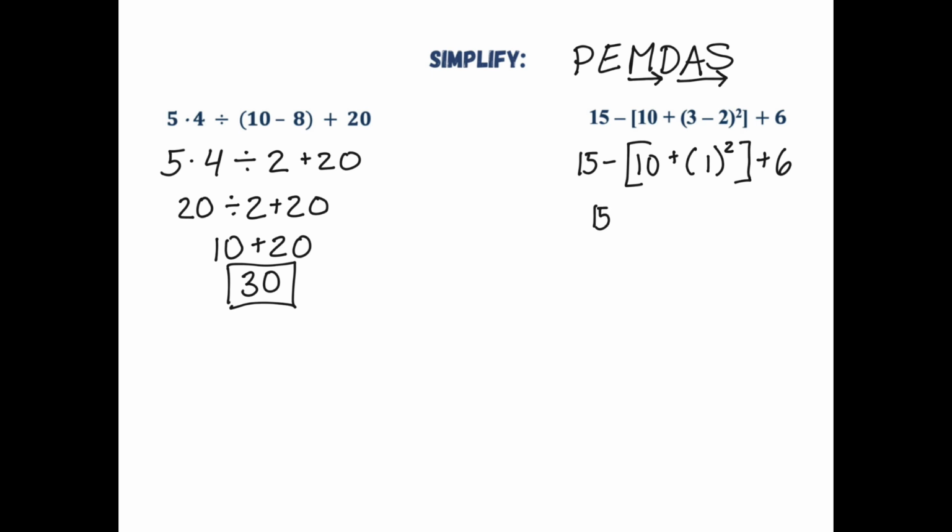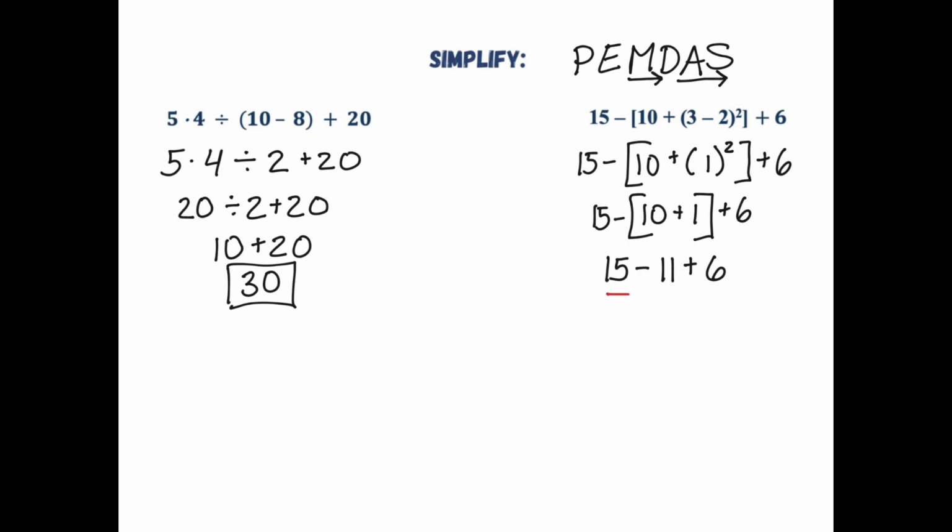Now I'm going to do the exponent within the brackets. So that's 1 squared, which is 1. If it were any other number, it would give us a different answer, but 10 plus 1 is going to be our next step because that is still within the brackets, and the brackets count as parentheses. They are a grouping symbol. So 10 plus 1 is 11.